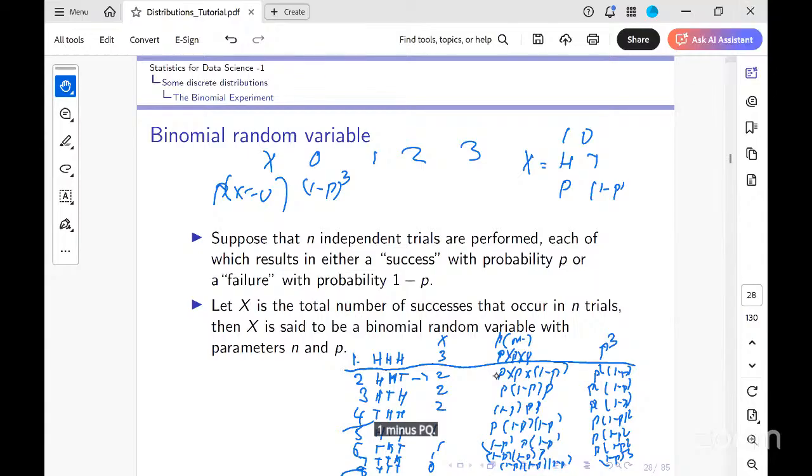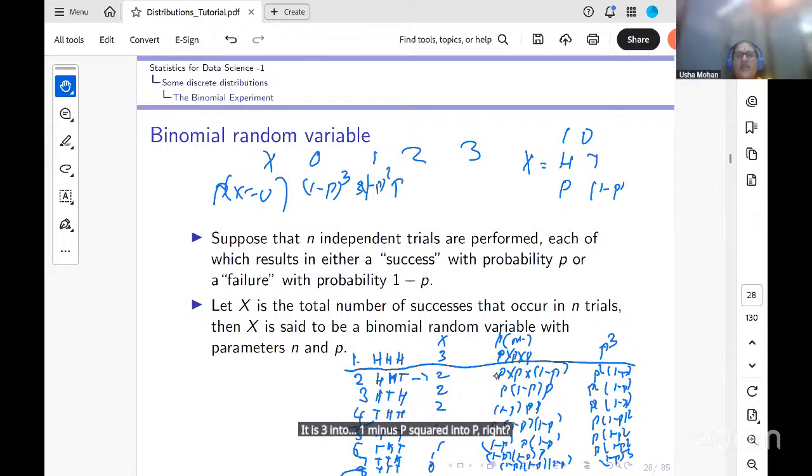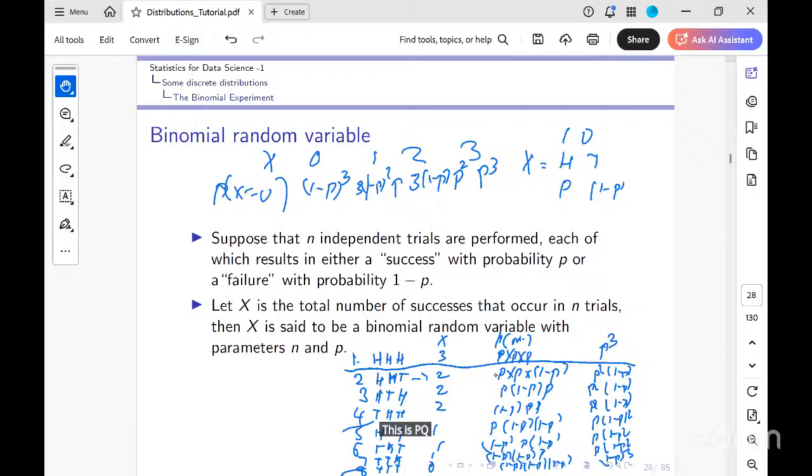P into 1 minus P, P into 1 minus P squared, P into 1 minus P squared. Taking the value 2, it is P into 3 into 1 minus P into P squared. This is P cubed. Is that clear?